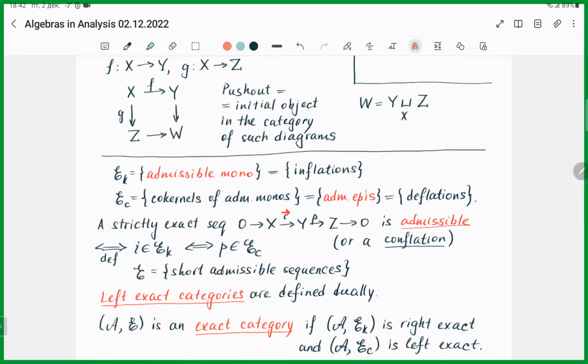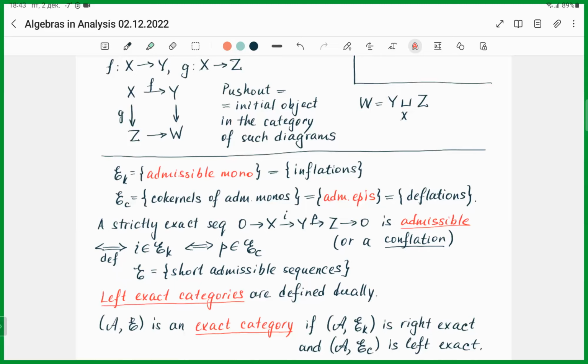And finally, if you have a short strictly exact sequence in our category, I will say that the sequence is admissible or is a conflation if the first arrow i here is an admissible monomorphism, or equivalently if the second arrow p is an admissible epimorphism. And the class of all short admissible sequences will be denoted by script E. So if we look at this definition, we see that the class E_K, the class E_C, and the class E determine each other, in the sense that once we have E_K, we may define E_C, the class of co-kernels of morphisms in E_K, and this gives us E. But we can do the opposite procedure. We may start with E, and E determines both E_K and E_C. Okay, so this is the definition of a right exact category.